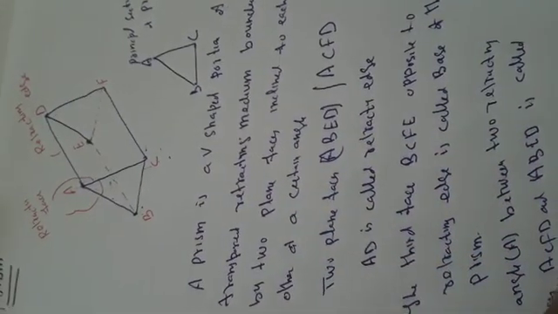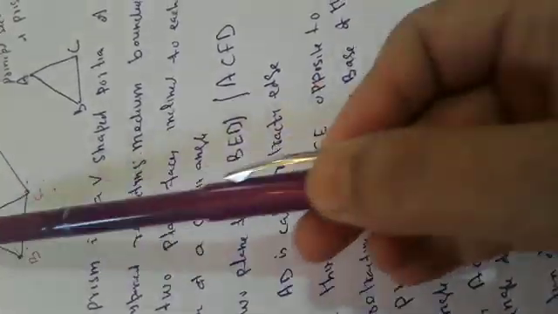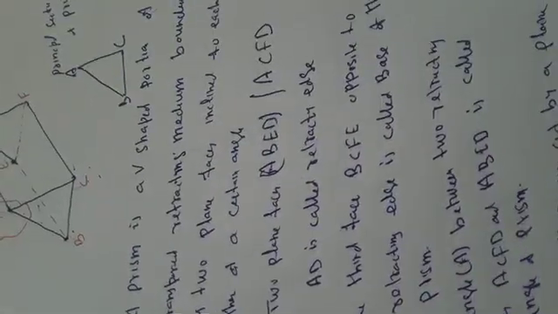These are called refracting faces: two plane faces inclined to each other. These two plane faces are ABED and ACFD. The angle between these two refracting faces is called the angle of prism.